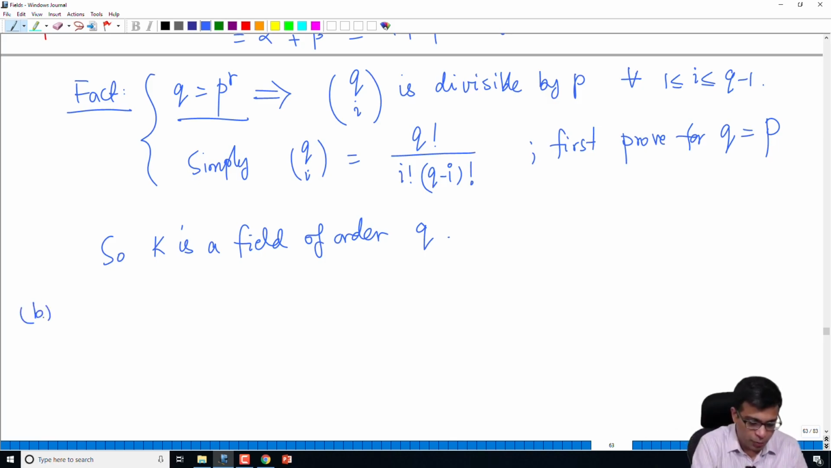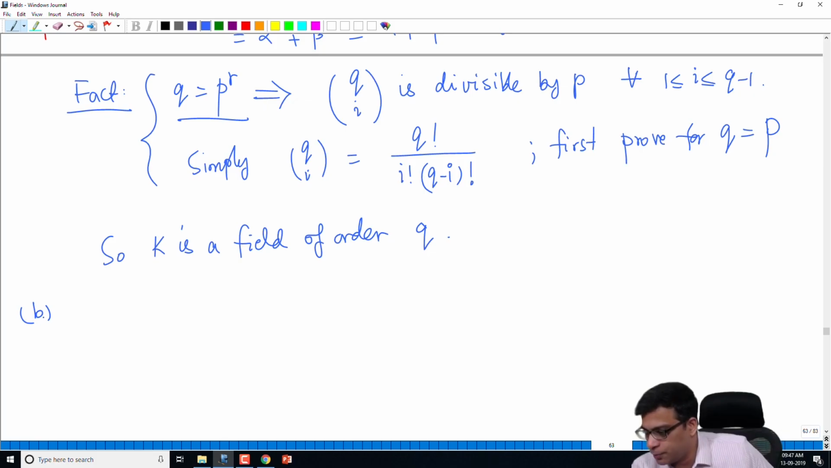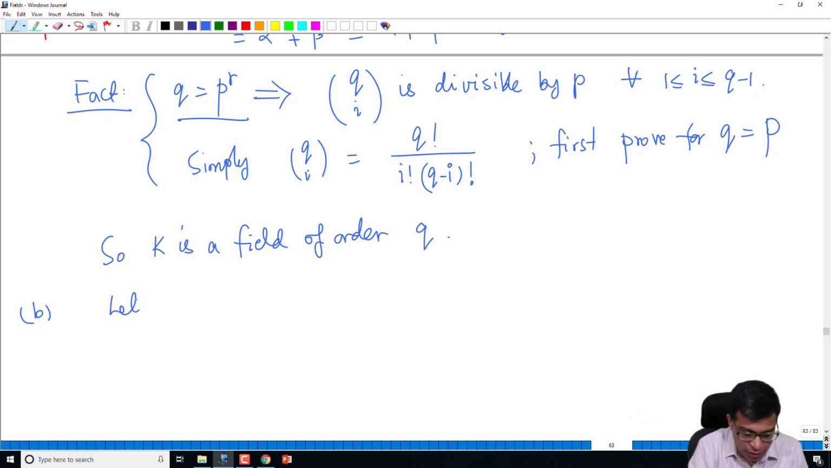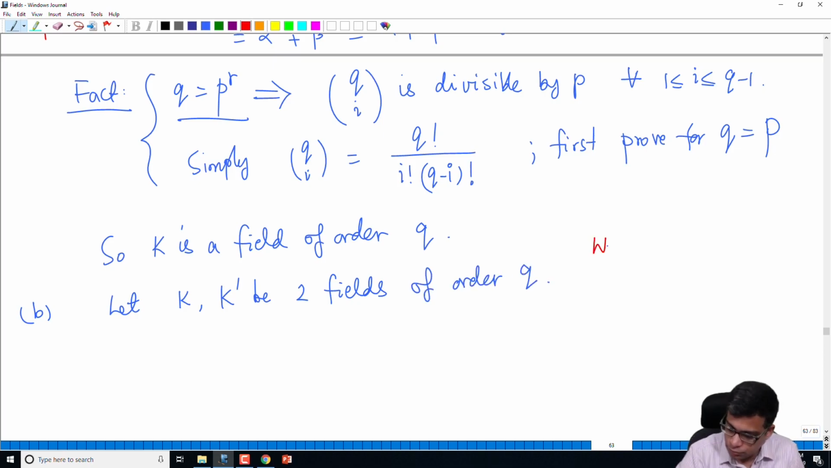So let me now prove part B, which is the second most important part of this whole structure theorem. Let K and K prime be two fields of order q. We want to show that K and K prime are isomorphic as fields, of course, which is same as rings.